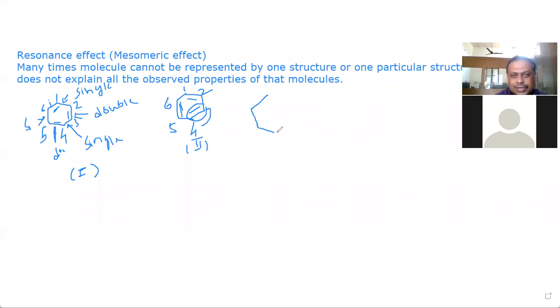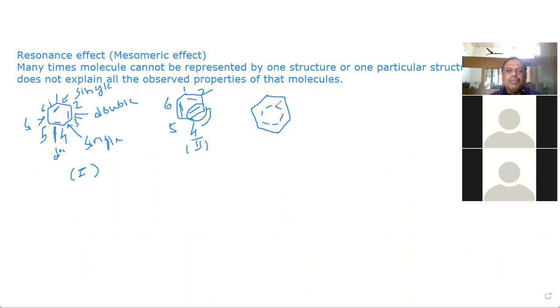And the third structure of the benzene molecule: these pi electrons are delocalized. Therefore, we show it as one circle like this. Why? Because the double bonds are delocalized and mobile.